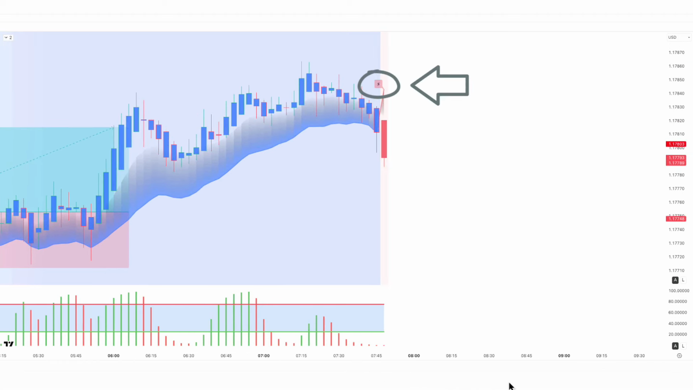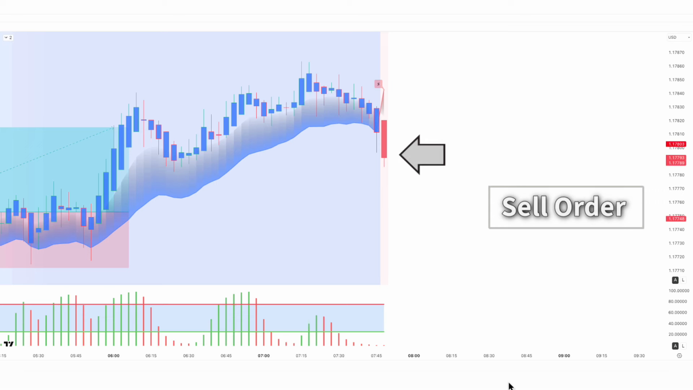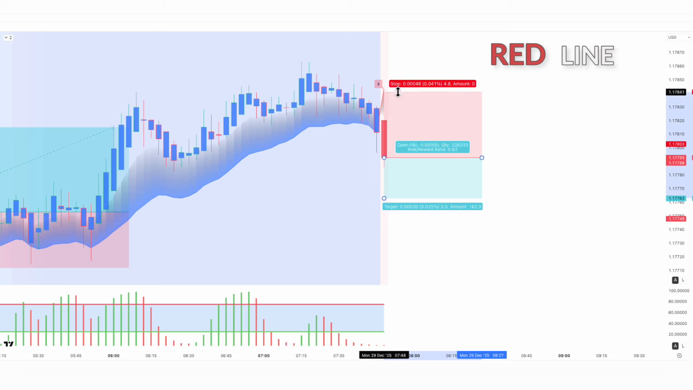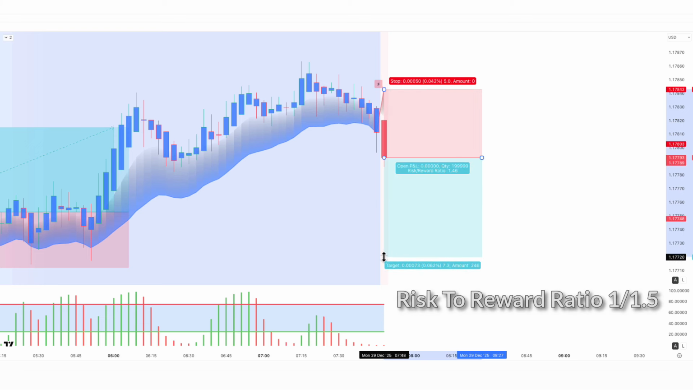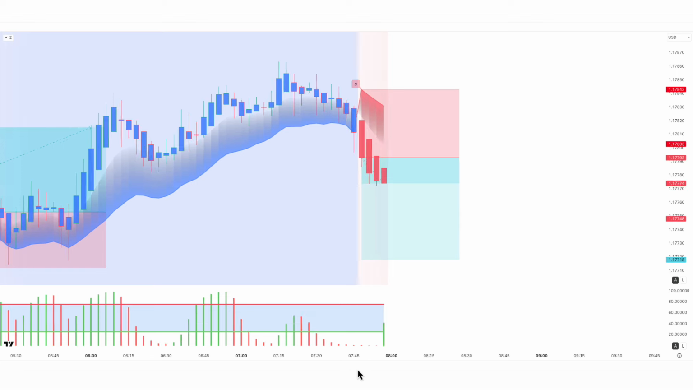Here, the adaptive trend flow arrow of this indicator is a short signal. Here, the red histogram of STC is below the green line. Here, the market has made a bearish candle to give confirmation. So all our conditions are being fulfilled, so we are placing an order to sell. Our stop loss is to be placed at the red line, and the risk to reward ratio will be 1:1.5. Let's see what happens to our trade.